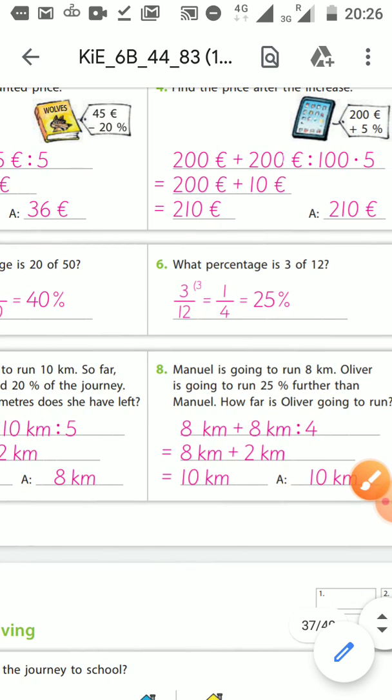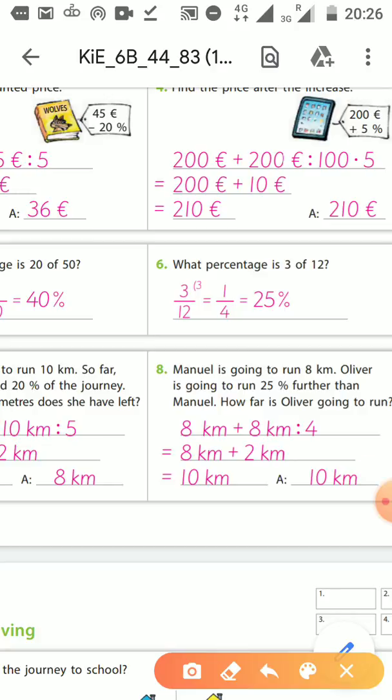Question 6. What percentage is 3 of 12? Well, you've got a big fraction here and you've got to try and simplify it. So if you simplify the top number into 1, then the bottom number, you divide that by 3, because you've reduced the top by a third, so you do the bottom by a third as well. That's 25%.